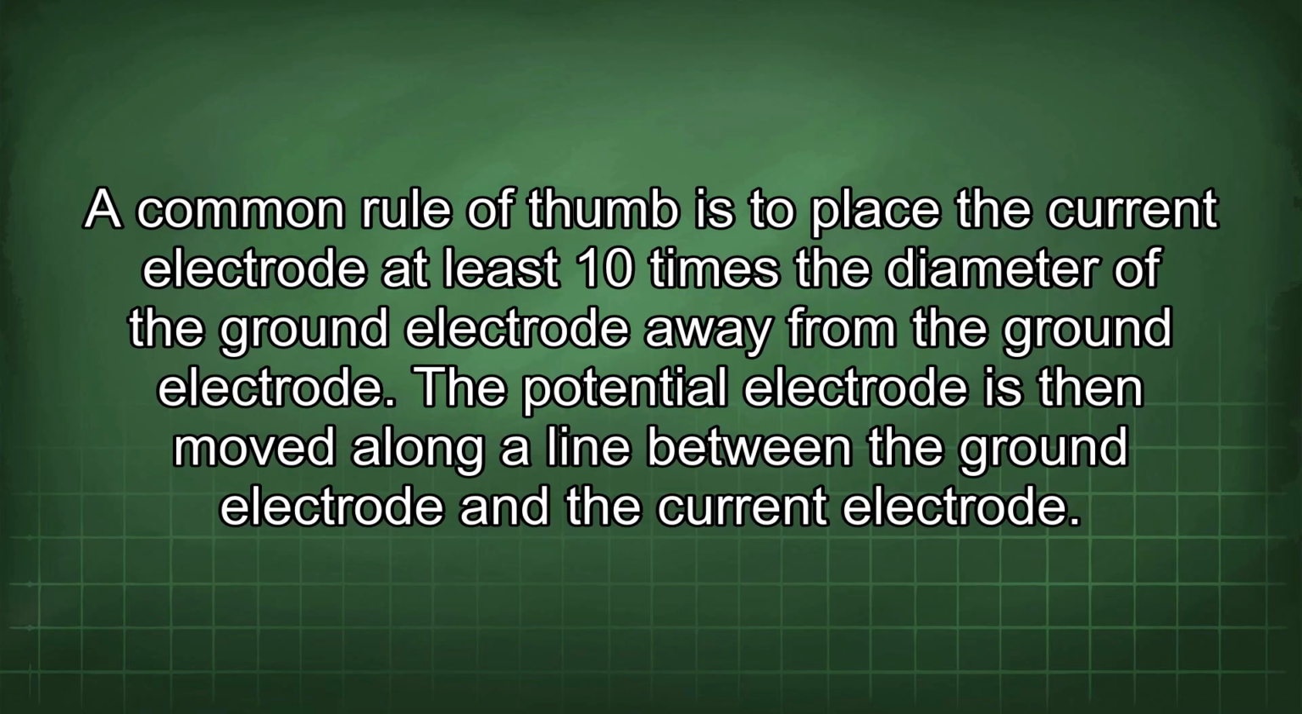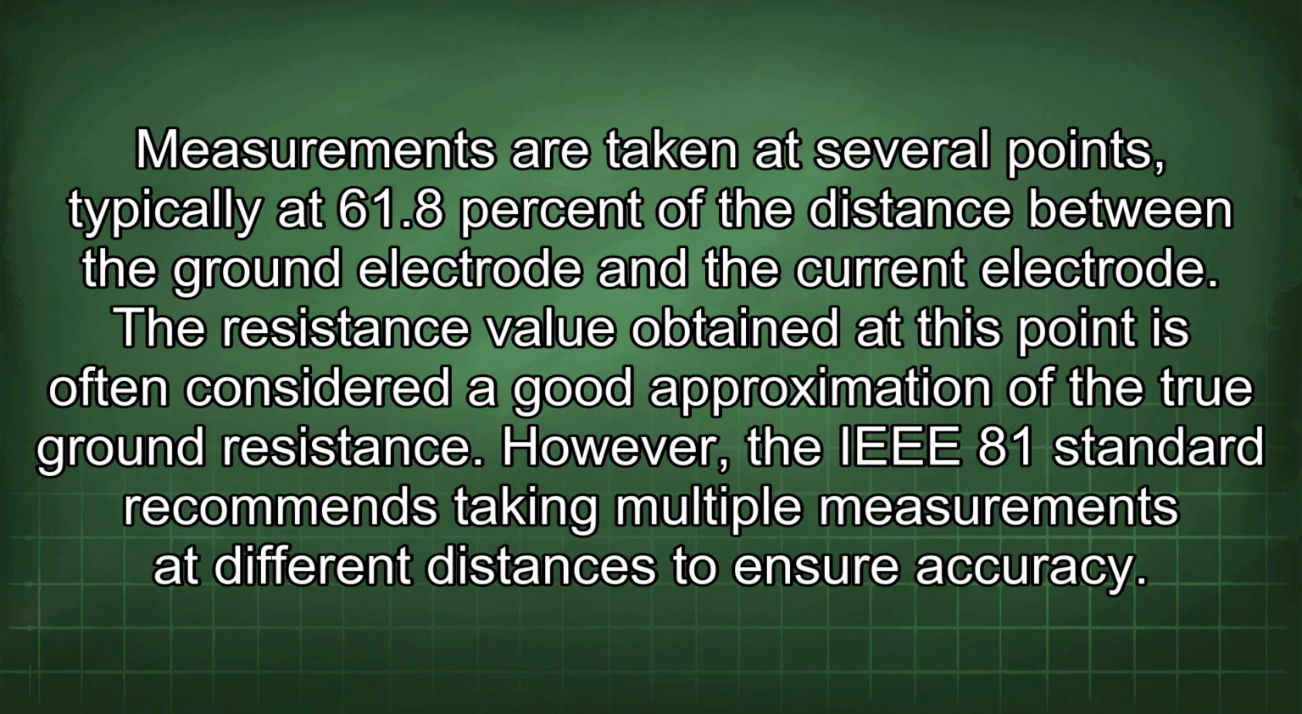The potential electrode is then moved along a line between the ground electrode and the current electrode. Measurements are taken at several points, typically at 61.8% of the distance between the ground electrode and the current electrode. The resistance value obtained at this point is often considered a good approximation of the true ground resistance. However, the IEEE 81 standard recommends taking multiple measurements at different distances to ensure accuracy.